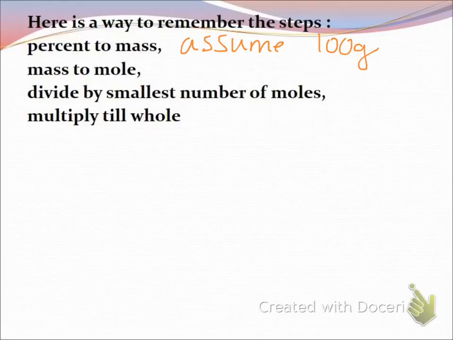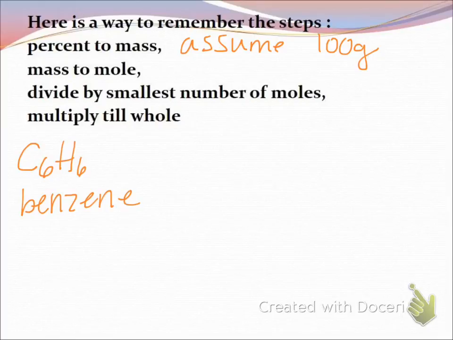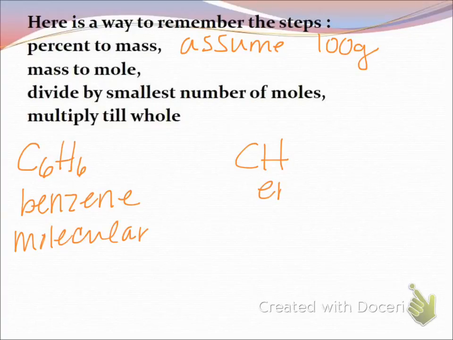Okay? But before we actually show you how to do this, I want to make sure you understand what the difference is between empirical formula and molecular formula. Your empirical formula is the simplest ratio of elements. So for instance, I have this substance of benzene. Can I simplify that formula? Yes. How would I simplify it? CH. Okay. This would be the molecular formula. This would be its empirical.